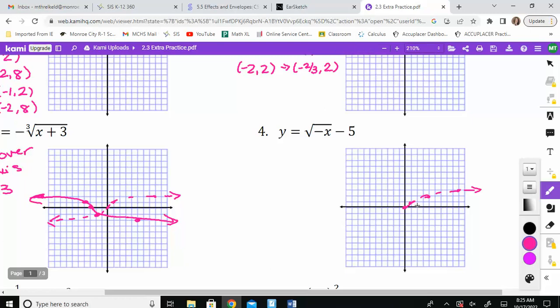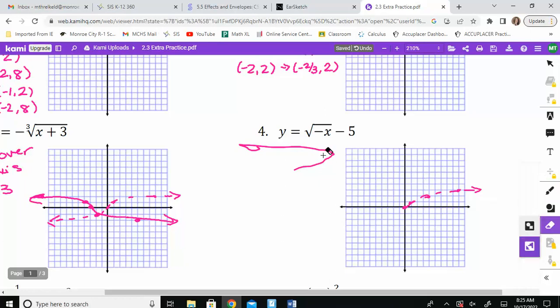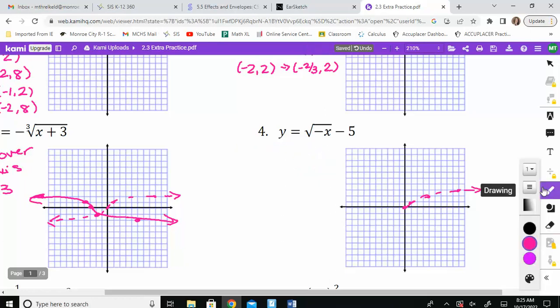Fine. And then, a negative on the x. What will that do? Flip it. Put it on the y-axis. All right, if you're making your x's negative, we flip over the y. And the -5 will take it down because it's not under the square root.